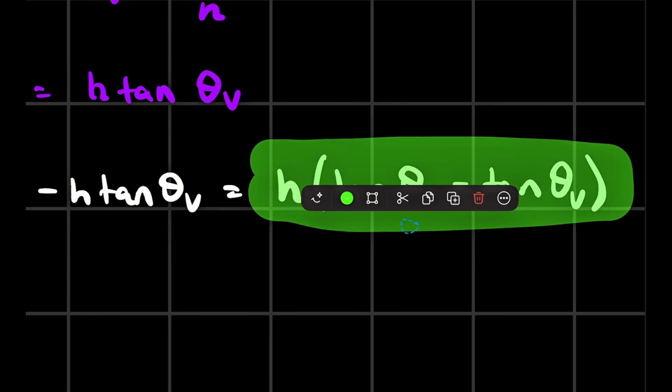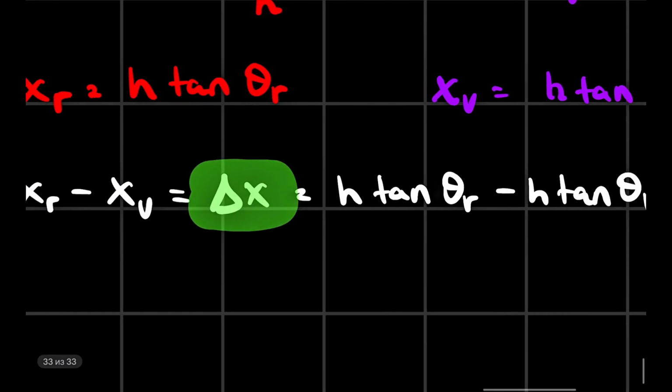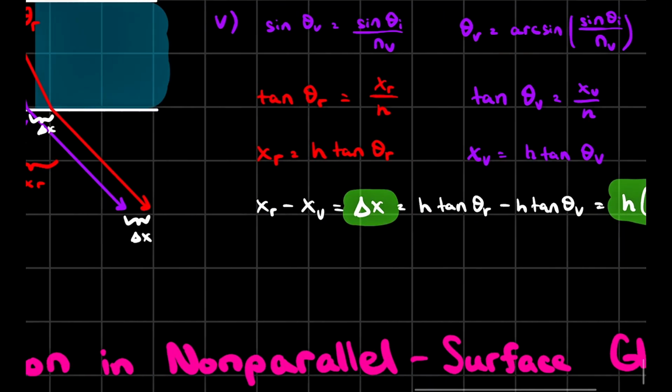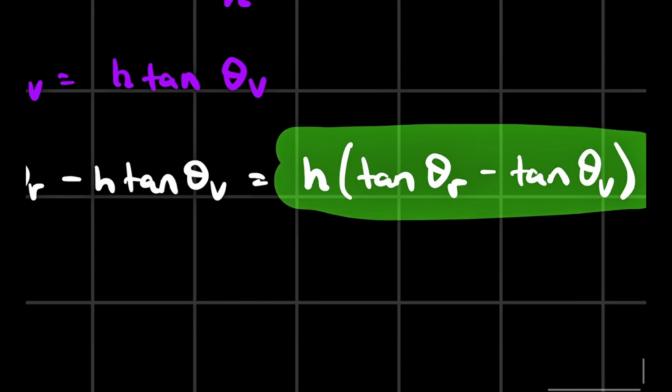Let me take this and put it back. Okay, right now we can find the meaning of delta x if we have the thickness of our glass material.